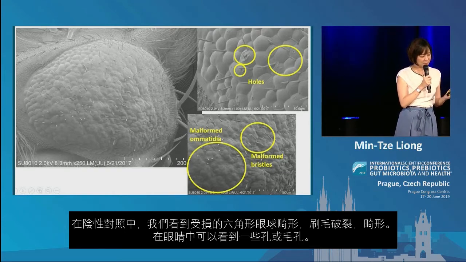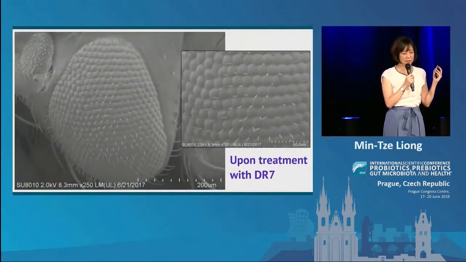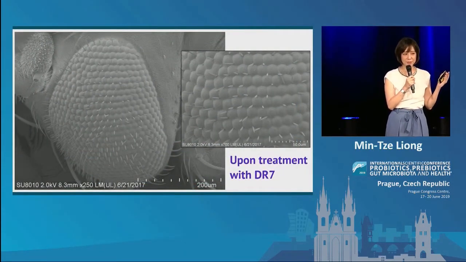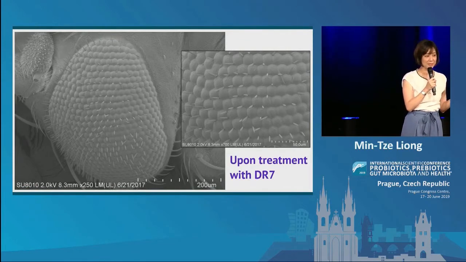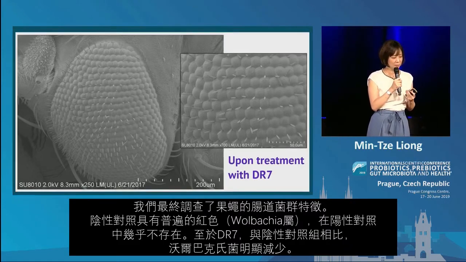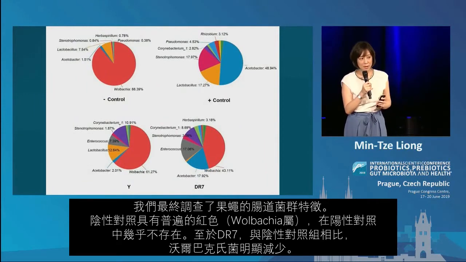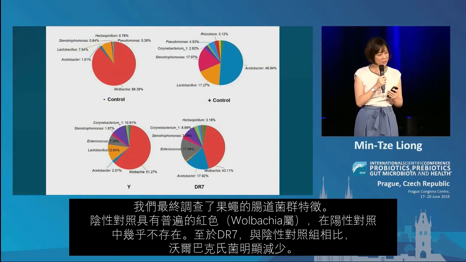The bristles, some of them are broken, some of them are malformed, and we could even see some holes or pores in the eyes. Now, this was the second generation of fruit flies that were fed with Lactobacillus plantarum DR7. So we saw some potential in that, and we evaluated further in its gut microbiota profile. And we found some quite interesting trend.